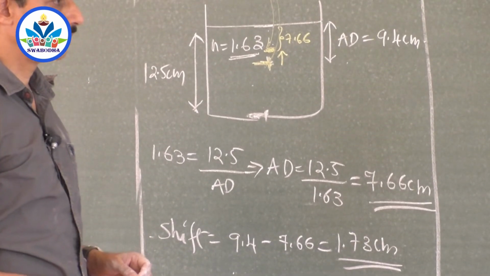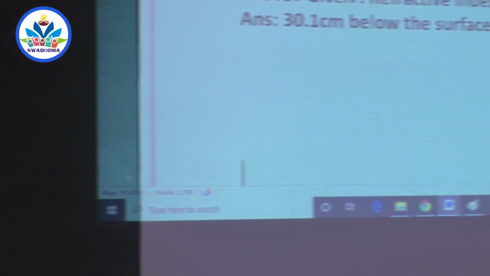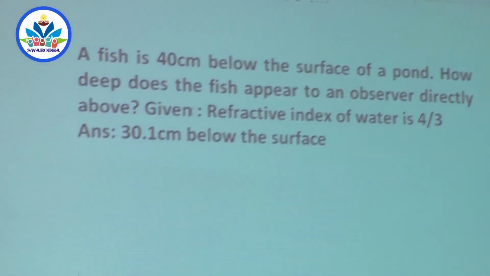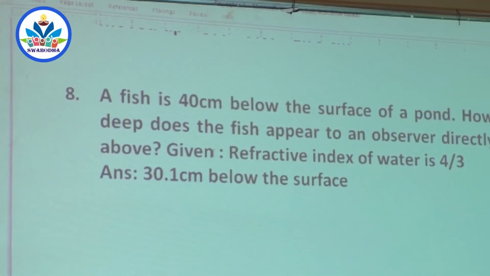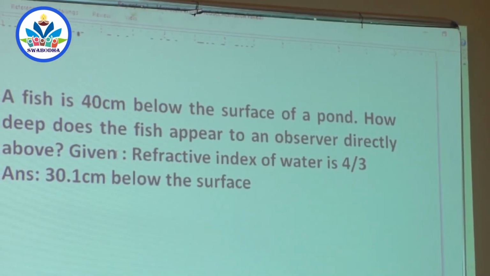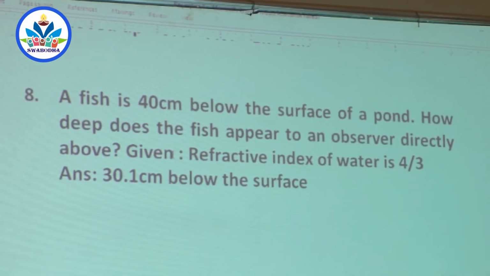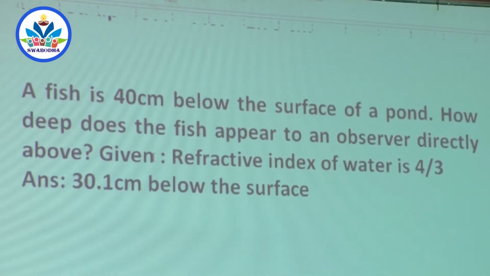We are going to do the experiment of this type. A fish is 40 centimeters below the surface of a pond. How deep does the fish appear to an observer directly above? Direct problem, right? Actually it is at 40 centimeters. At what depth does it appear to be? Very easy. N equal to real depth by apparent depth. You know this. You can do it yourself. If N is real depth by apparent depth, what is apparent depth? Real depth by N.